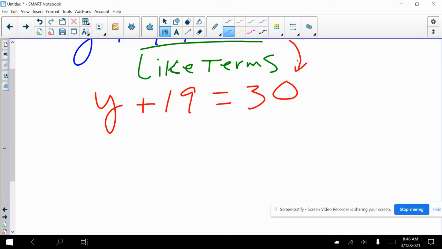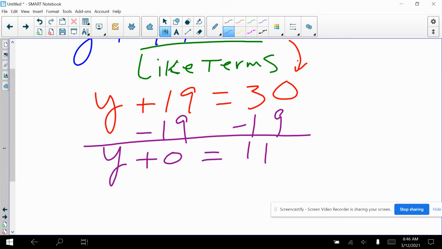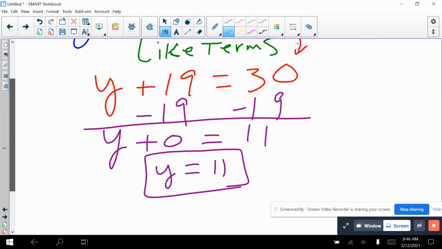All right, so what kind of an equation do we have here? Addition. I guess Michael's the only one participating today. Okay, which means that we have to do the opposite, which is subtract. y plus 0 is equal to 11. y is equal to 11. Our solution here is 11 for y. So far, so good?